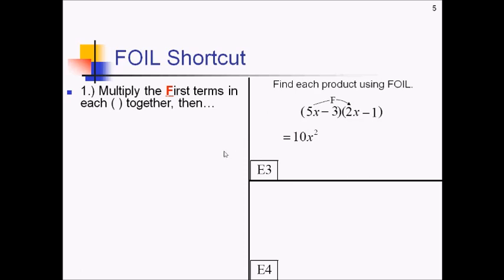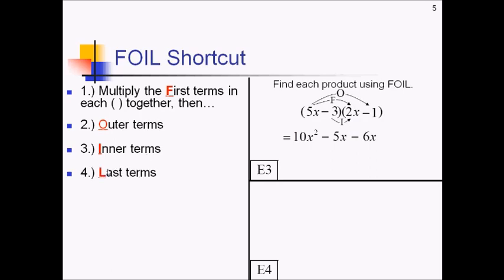The O here means we're going to multiply the outer terms together. So that's the 5x and the negative 1 here. That'll be negative 5x. And then the I stands for the inner terms. So negative 3 and 2x gives us negative 6x. Finally, L, as you might guess, is the last terms. So that'll be the negative 3 and the negative 1, which gives us positive 3. And then, just like before, combine like terms. So we'll have 10x squared minus 11x plus 3.